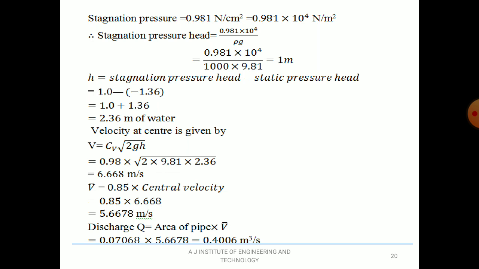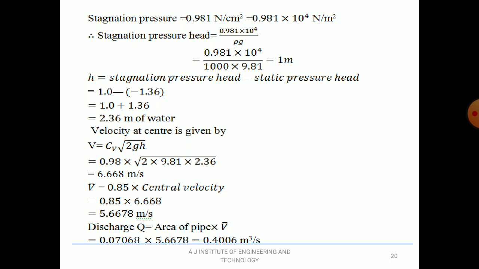Now velocity at center is given by V equals Cv into square root of 2gh. The h value is known, Cv is given, and g we know is 9.81, so we can calculate the central velocity. V equals 0.98 into square root of 2 into 9.81 into 2.36, which is equal to 6.668 meter per second. Once we get the central velocity, we can calculate the mean velocity because the correlation is given in the problem. Mean velocity equals 0.85 times central velocity. So V bar equals 0.85 into 6.668, which is equal to 5.6678 meter per second. That is the mean velocity.